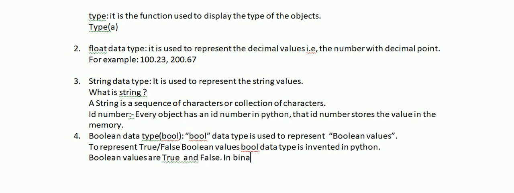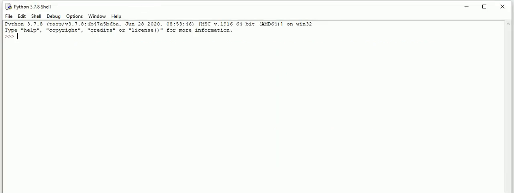So in binary, true means 1 and false means 0. Now we will see the examples of Boolean.